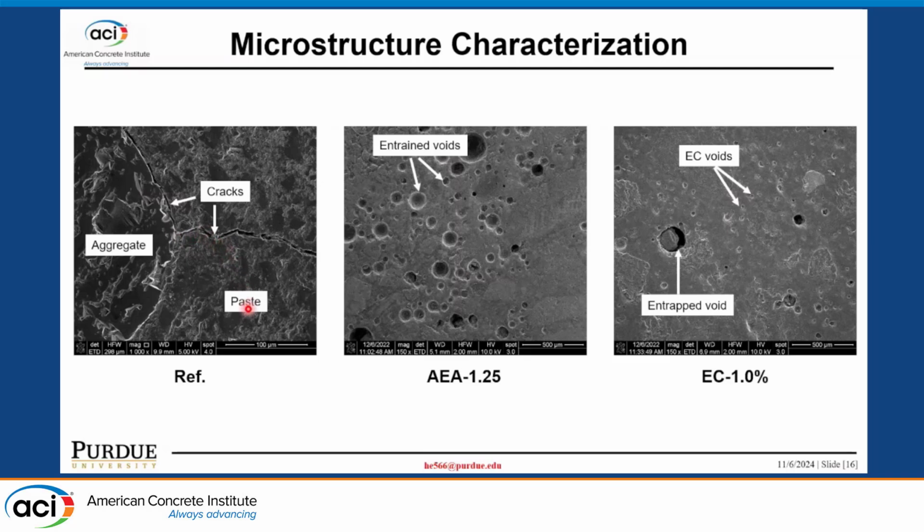And for the AEA concrete, we can see a lot of entrained air bubbles. That's why it can maintain pretty good freeze-thaw resistance. And for the expansive concrete, we can see a lot of very fine distributed expansive voids in the concrete, so that's why it can maintain freeze-thaw resistance.